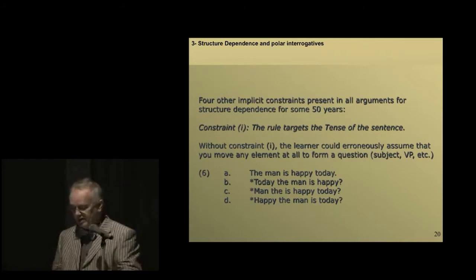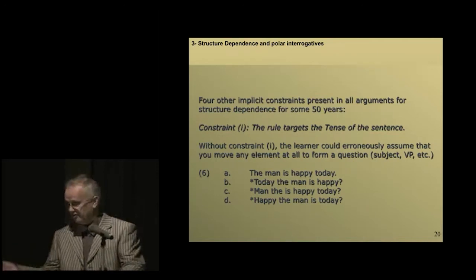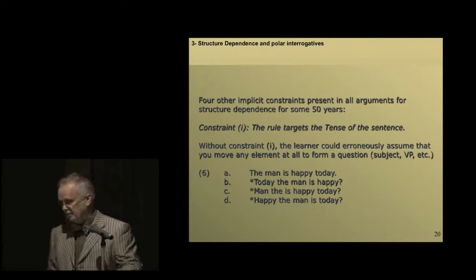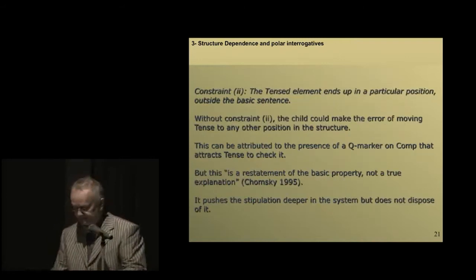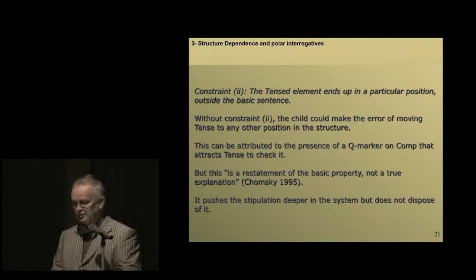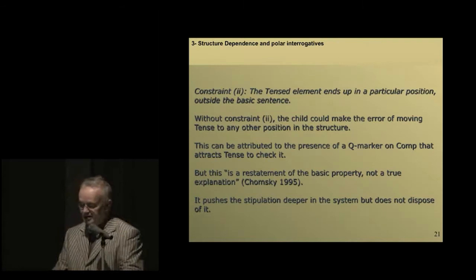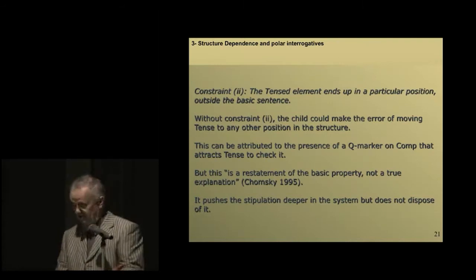Without constraint 1, the learner could erroneously assume that you move any element at all to form a question. Okay, you have a first occurrence where you see a movement produced a question. You say, oh, okay, if I move something, I get a question. No, it has to be a particular element. Why is that? Okay. The second constraint is that the tensed element ends up in a particular position outside of the basic sentence. Without this constraint, the child could make the error of moving tense to any other position in the structure. Why does it go to that position?